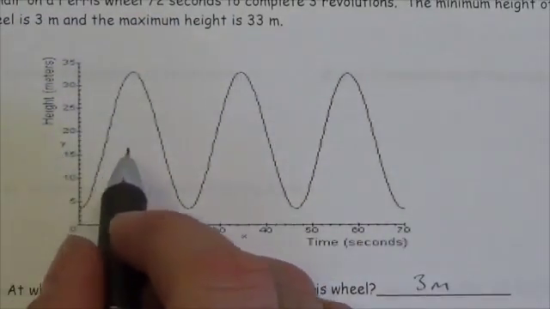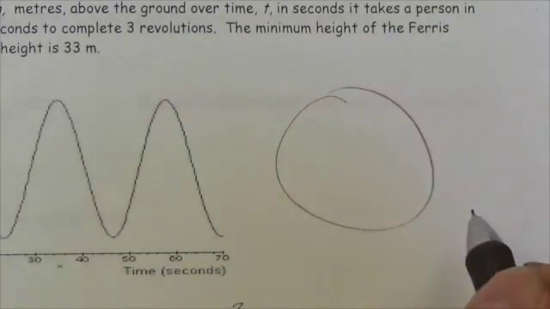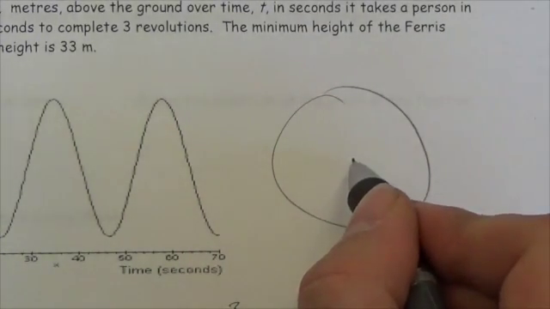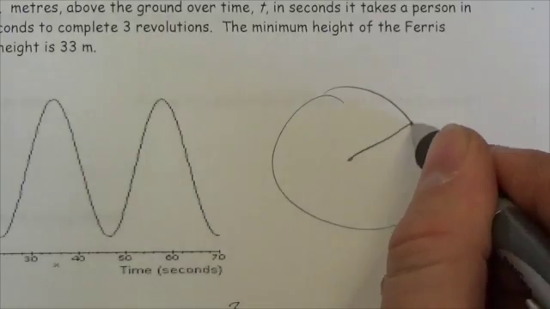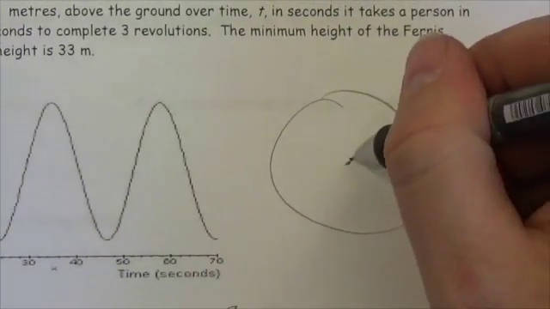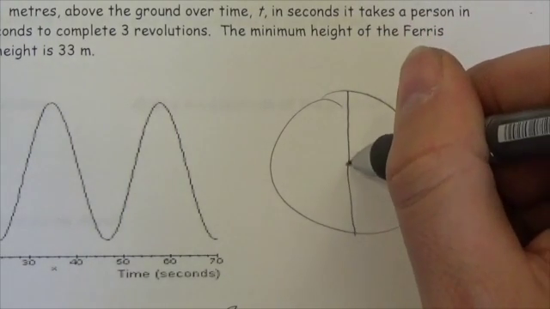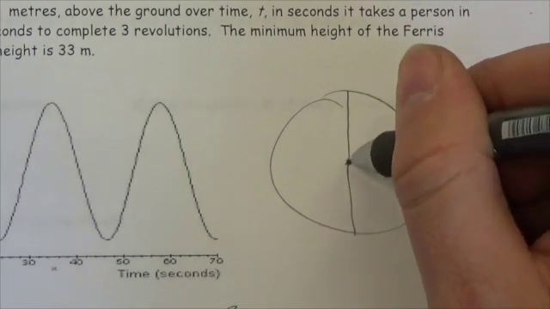The radius of the Ferris wheel. Now that is the distance. Think about what a radius is. There's your wheel. Okay, the radius is the distance from the center out to the side. So there's my radius. But that could also be drawn either here or here. So from the center to the bottom or the center to the top.